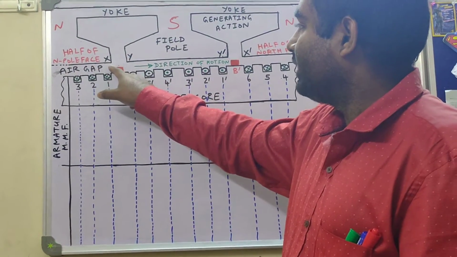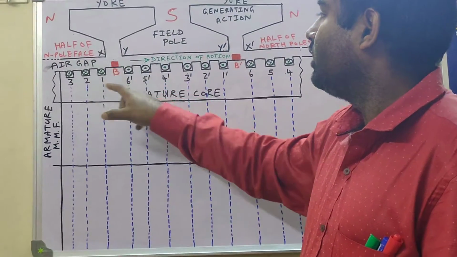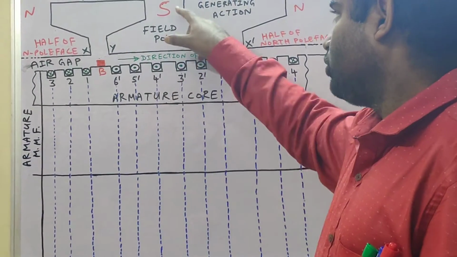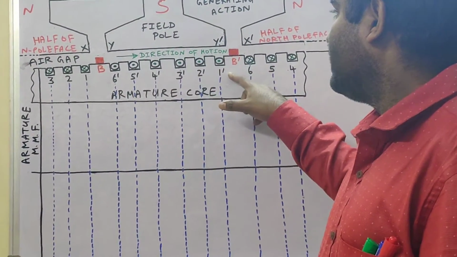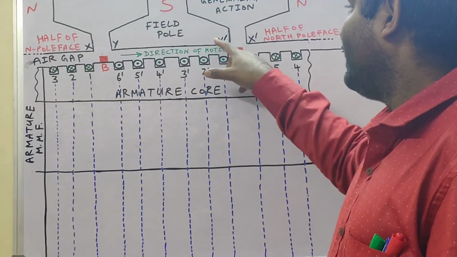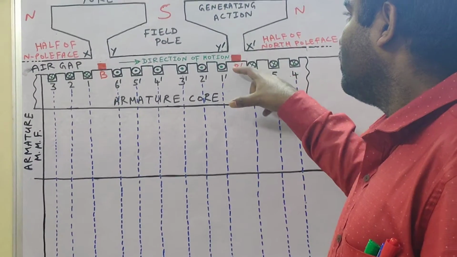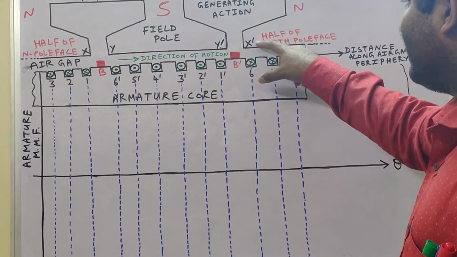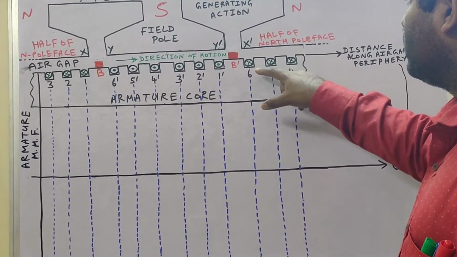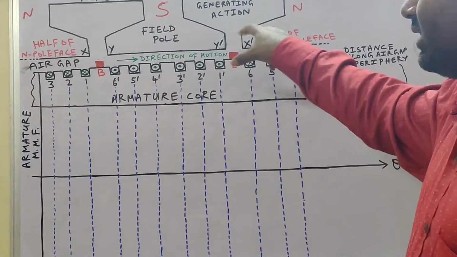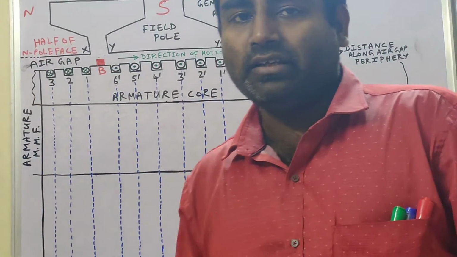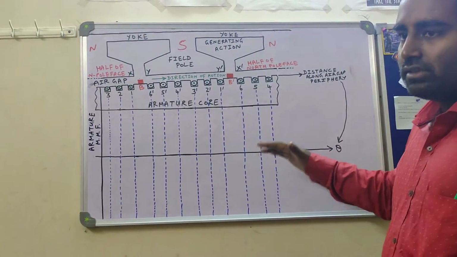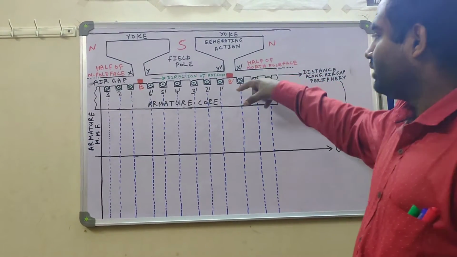Here we have pole tip X at slot number 1. At slot number 6 dash we had pole tip Y of south pole. At slot number 1 dash we had pole tip Y dash for south pole. Likewise we have pole tip X dash of north pole over the slot number 6. These things are in accordance with the earlier diagram where I asked you to take the developed view. So it is in accordance with that.